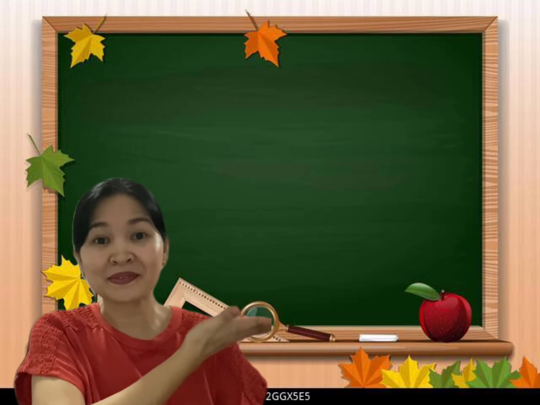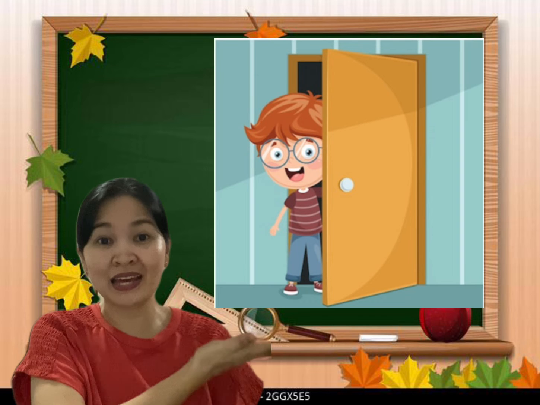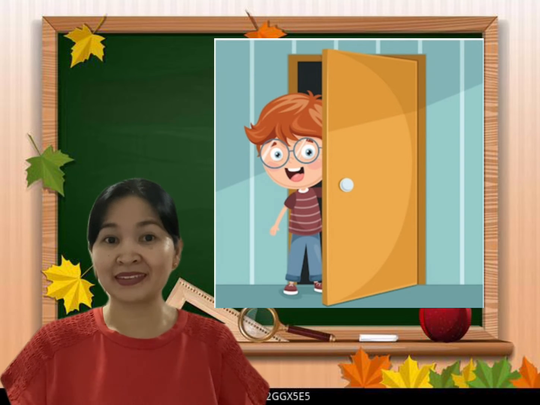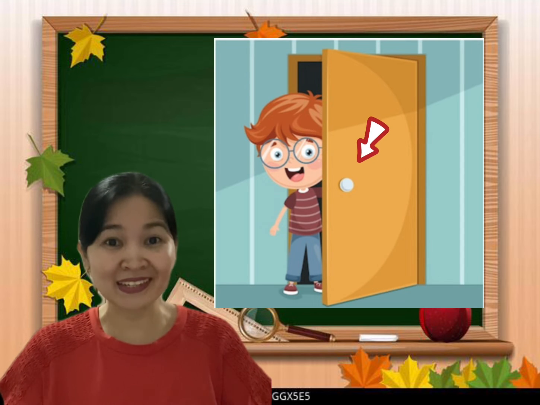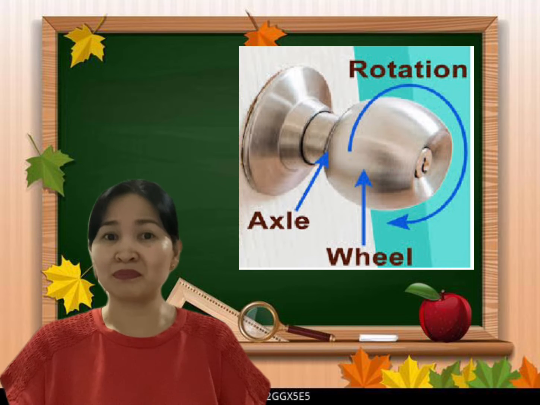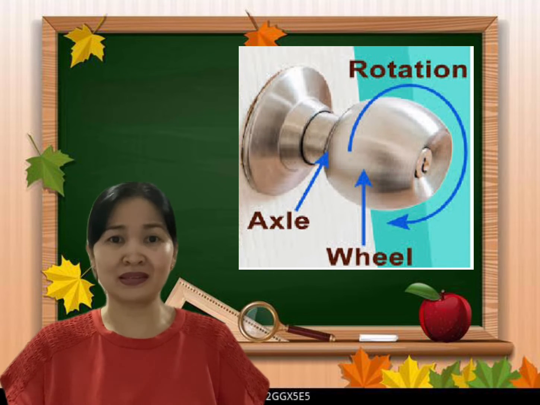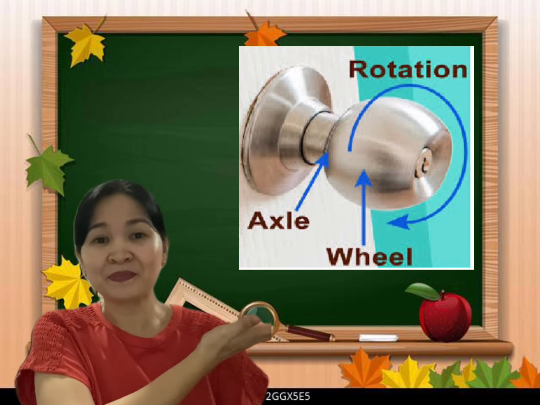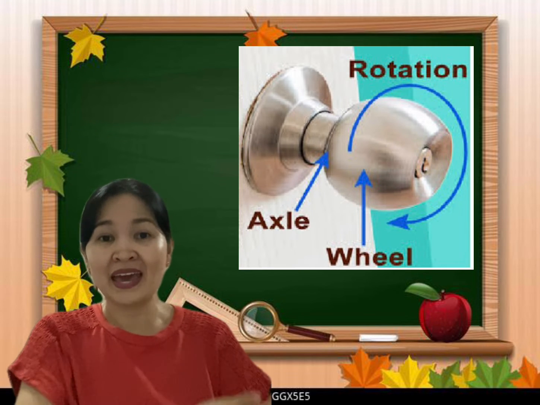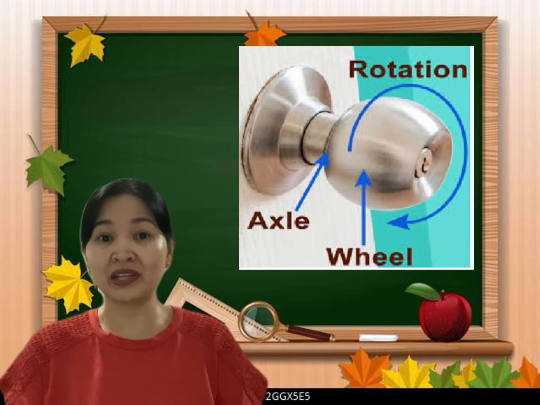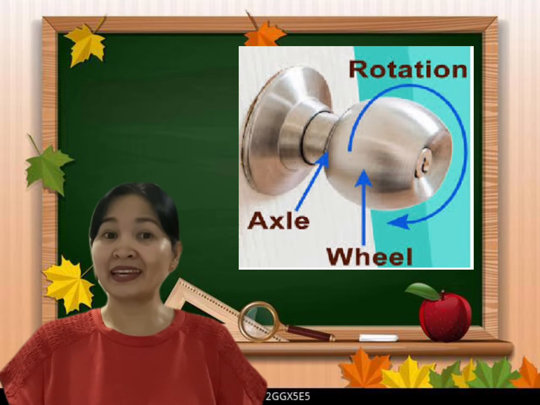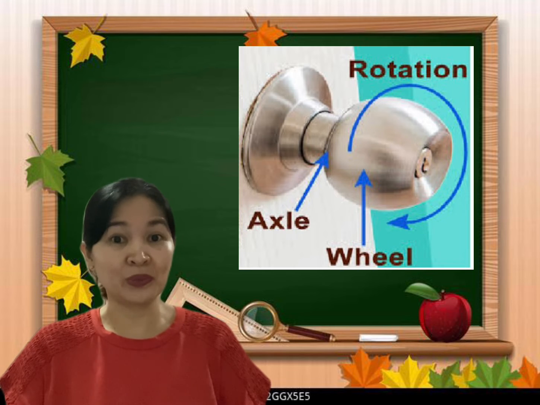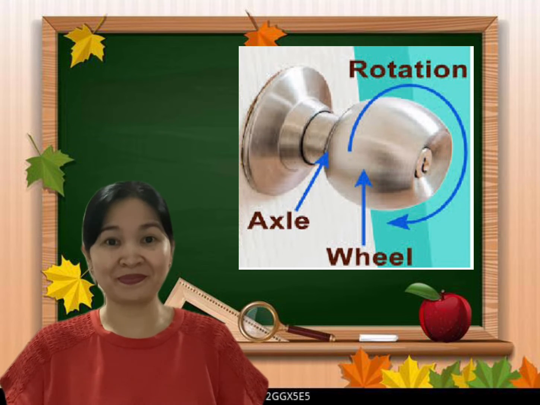How about this? Can you guess which object in this picture has a part of wheel and axle? If you say doorknob, then you are correct. Opening the door without the knob would be difficult. But why is the doorknob an example of wheel and axle? As you see, the wheel is the knob and the axle would be the shaft where the knob is connected. And again, the force is applied to the wheel when you turn the knob.